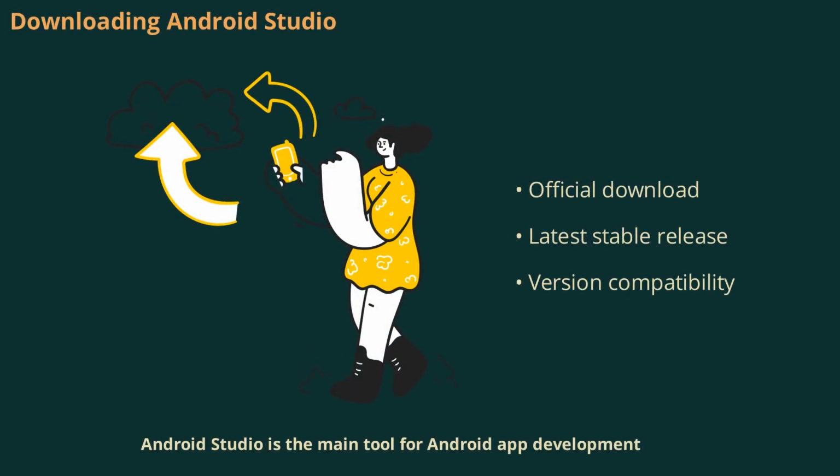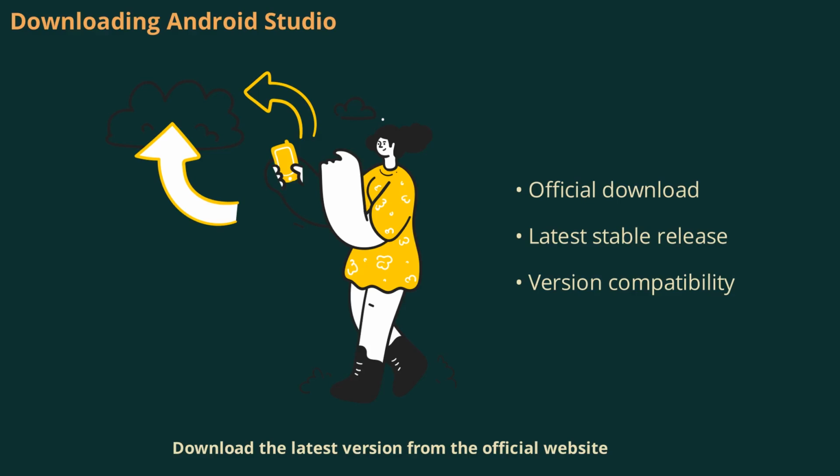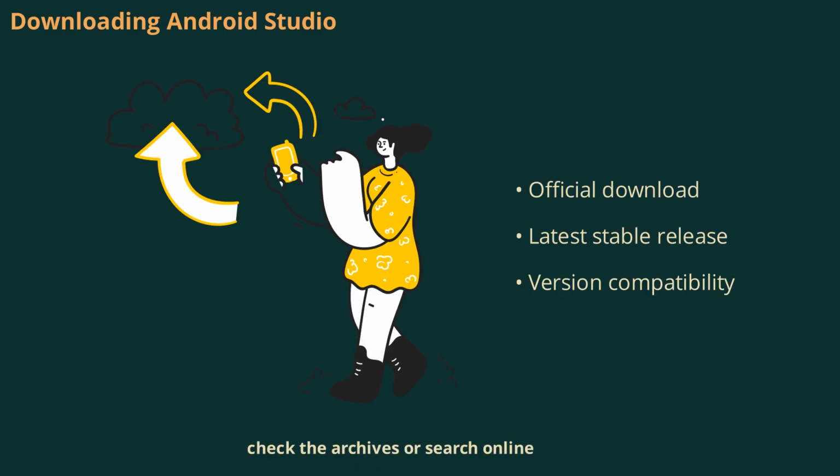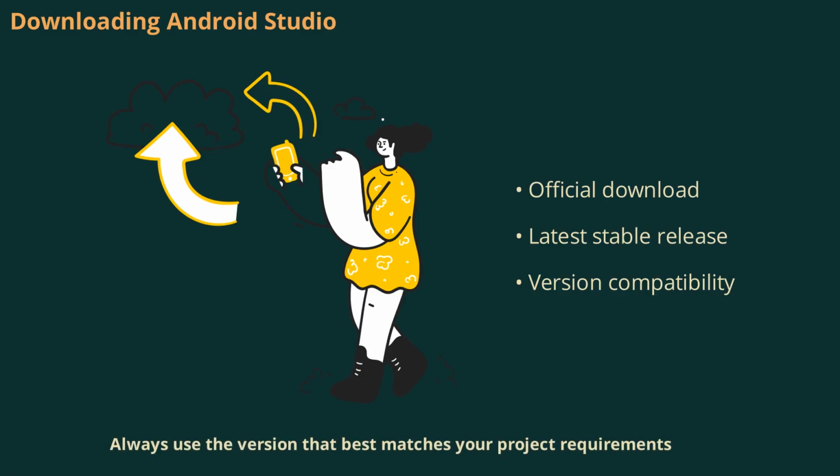Android Studio is the main tool for Android app development. Download the latest version from the official website. The book uses Android Studio Hedgehog 2023.1.1 with Android API 34 SDK, but newer versions may be available. If you need an older version, check the archives or search online. Always use the version that best matches your project requirements.